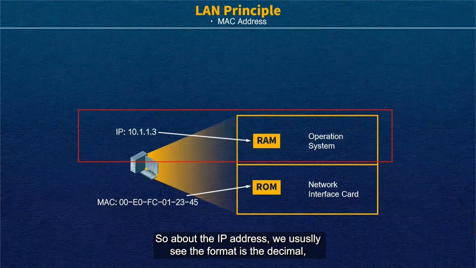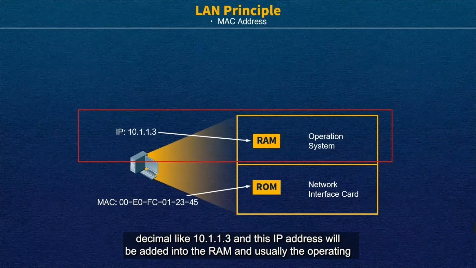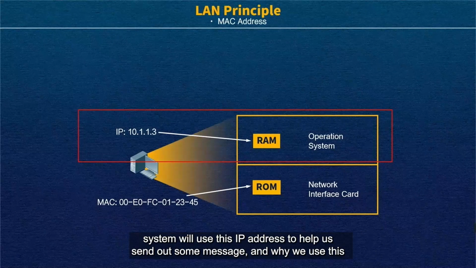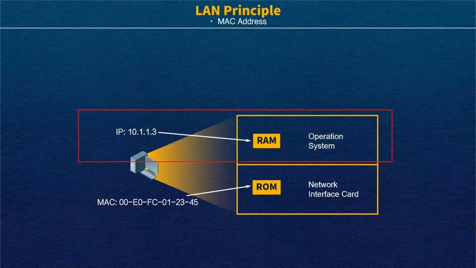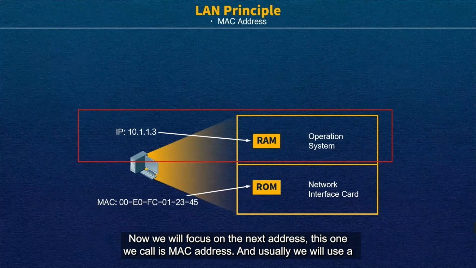About the IP address, we usually say the format is decimal, like 10.1.1.3. This IP address will be loaded into RAM, and usually the operating system uses this IP address to send out messages. Why we use this format and how to calculate it, we will explain in detail in the next video. Now we will focus on the other address.